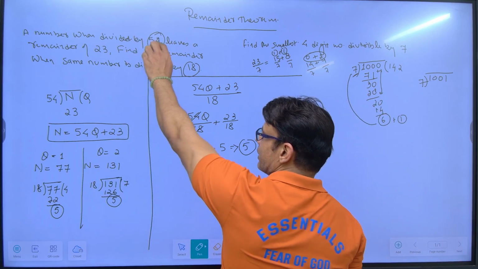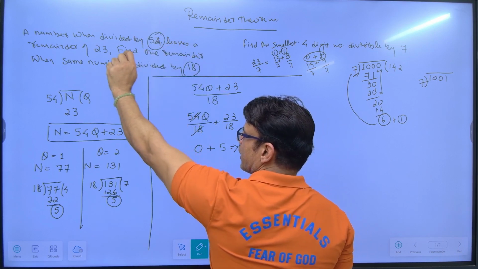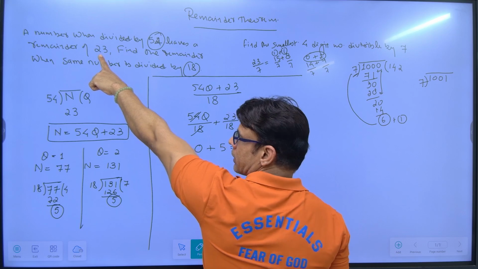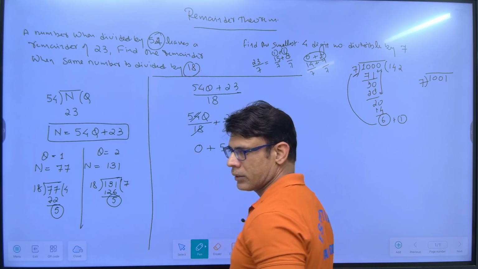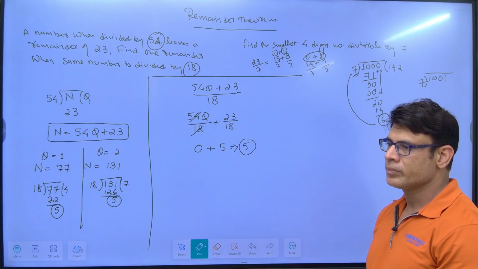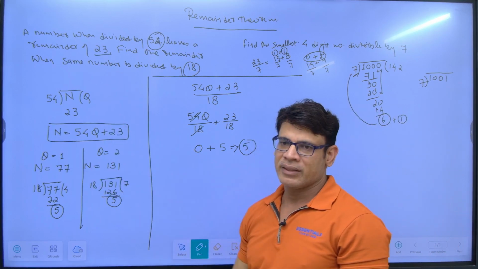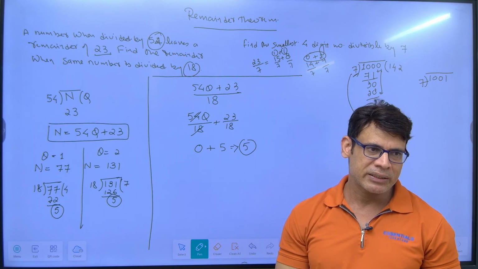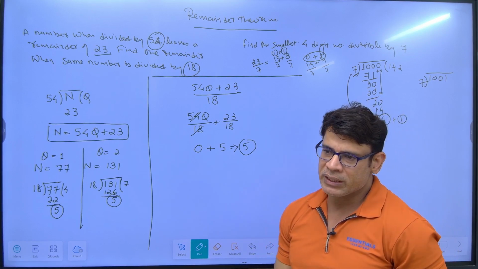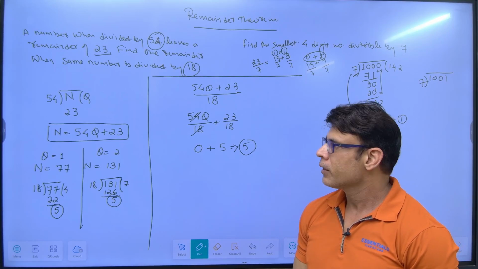So whenever the second divisor is a factor of first divisor, you don't have to do anything. You just read the question. Just look at the divisor. If second one is a factor of first one, you take the remainder in first case and divide with the divisor in second case. So what is the remainder in first case? 23, right? And what is the divisor in second case? Divide 23 with 18. 5. Answer is 5.